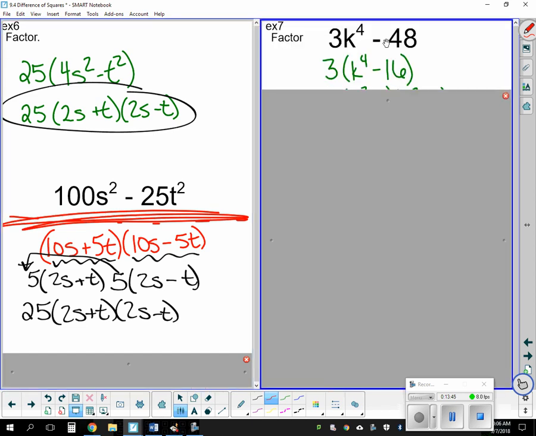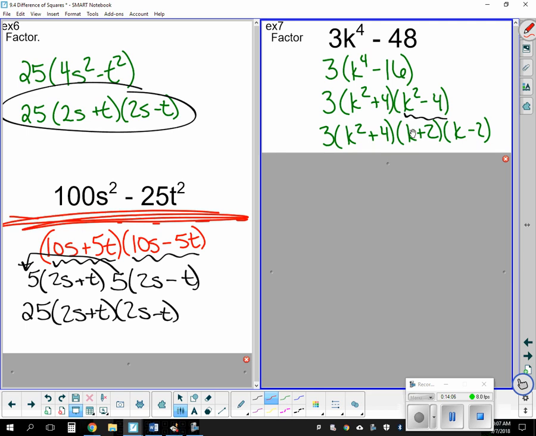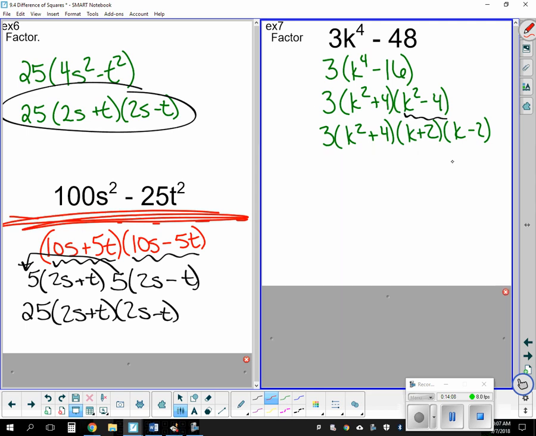Okay, and then the last one, GCF, there it is, it's a 3. And then can you factor this further? Yes, because remember, even though that's a 4, that is really k squared squared. So that is a square. And I hope you didn't stop there, because this one is another difference of squares, and you had to do it again. That's your final answer.